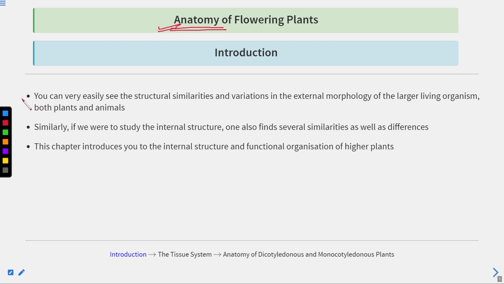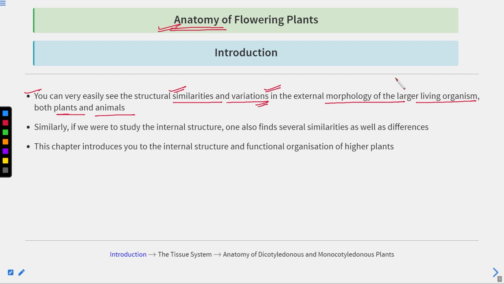You can very easily see the structural similarities and variations in the external morphology of the larger living organism, whether it is a plant or an animal, right? Structural similarities and dissimilarities are also called variation. When you see the dissimilarities, that is showing the variation, right? So you can easily determine that this structure is very similar in the flowering plants, and these structures are found in one particular type of plants or animals, right?